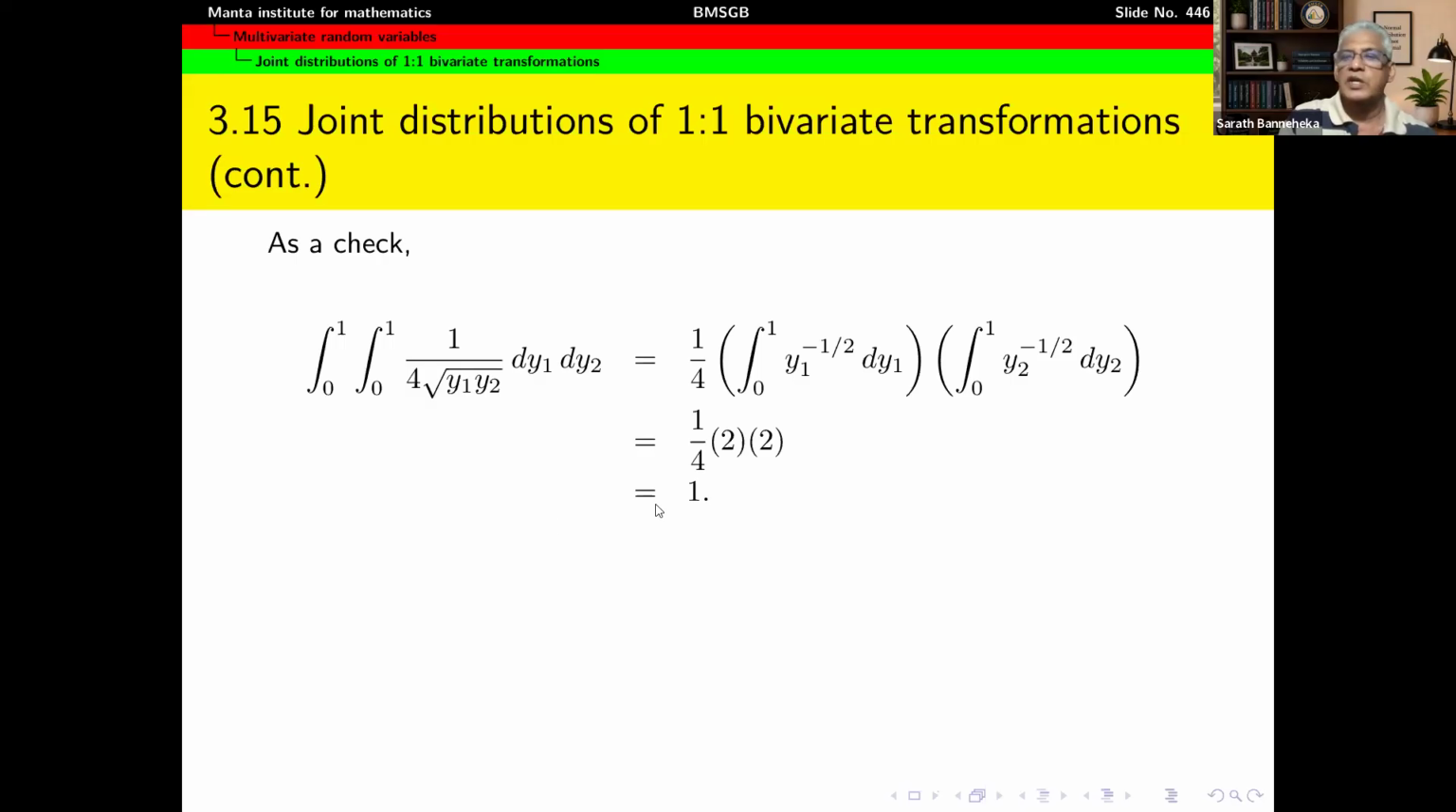So that is the end of this video and this section. In the next video, we will discuss copula and the copula method to generate data.